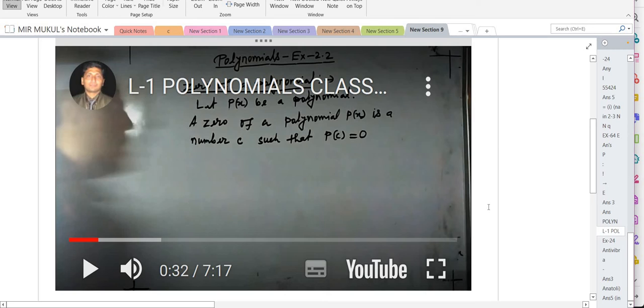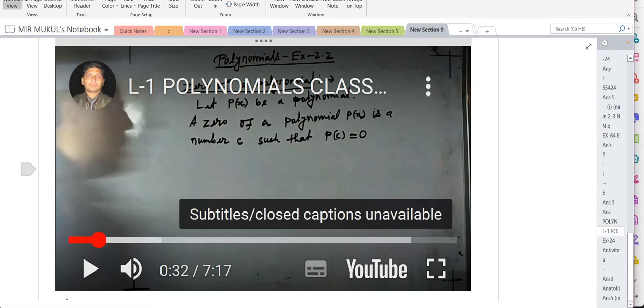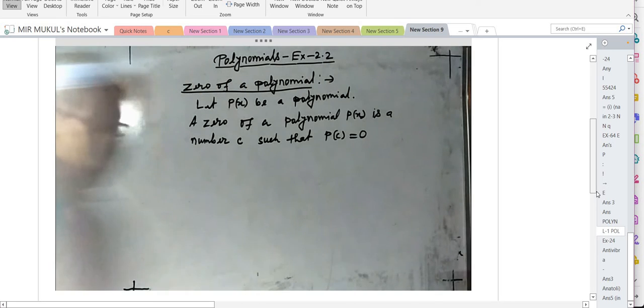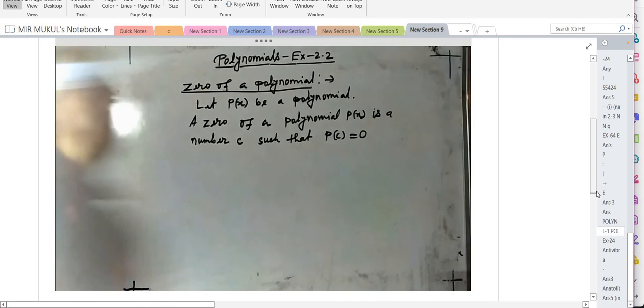It means that simply if you put the value of x and you get the polynomial as 0, then that value of x will be the zero of the polynomial. If it is linear, then we will get one zero. If it is quadratic, then we'll get two zeros. Then c is called a zero of the polynomial. Using this concept, we will solve all the questions of exercise 2.2.